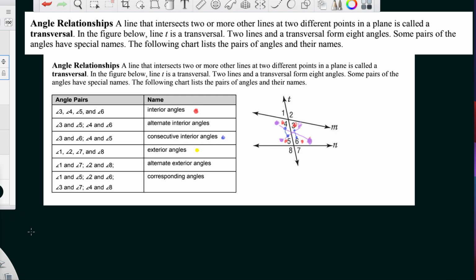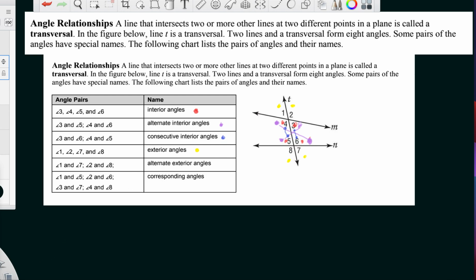Blue. Let me go back and go lilac or purple. There we go. So I am back with yellow. All right. So put yellow dots by all the exterior angles: 1, 2, 7, and 8 in order. And that's super easy. Alternate exterior.